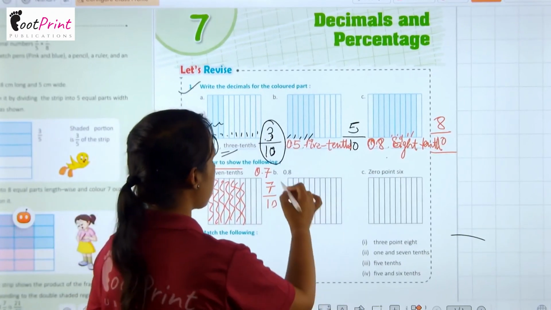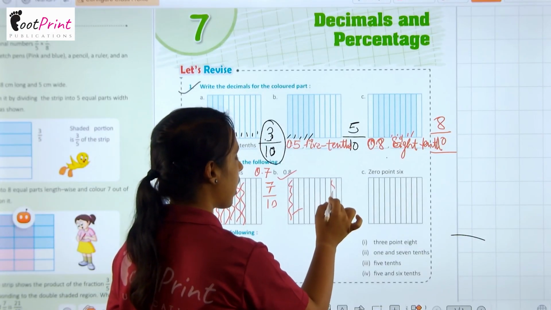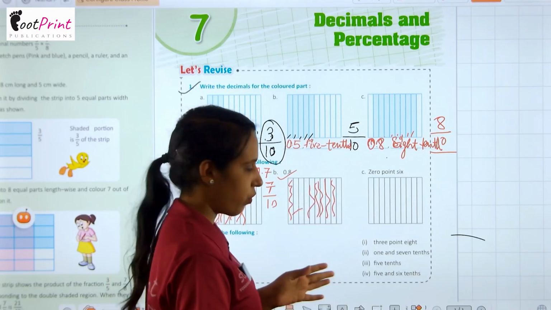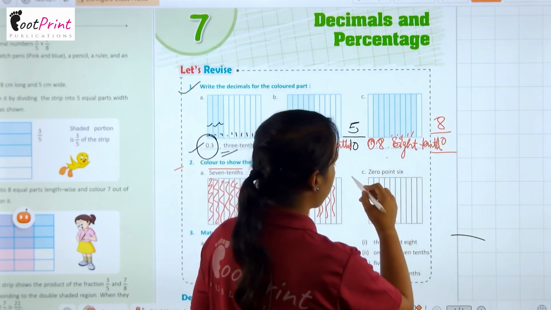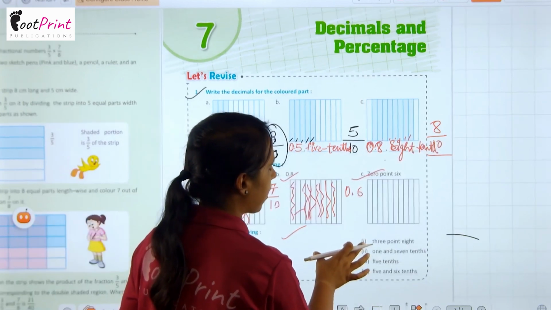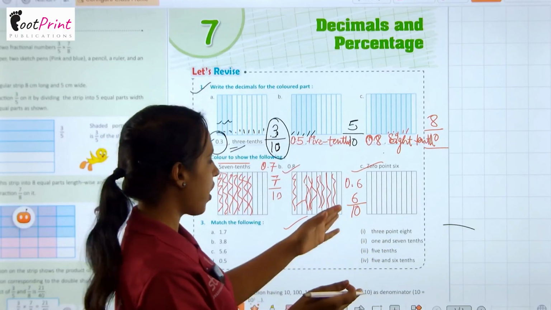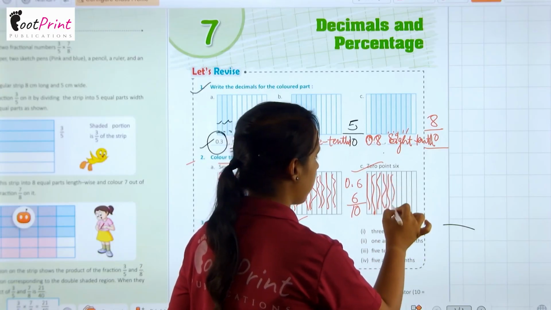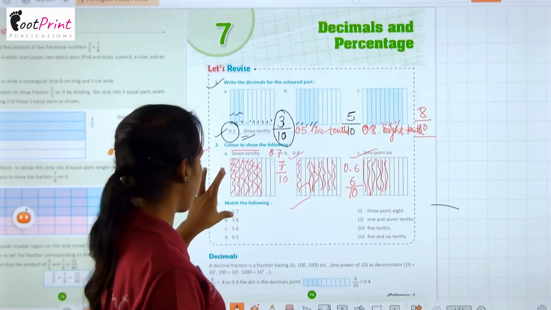Next, in this 0.8 is given. So here we know that we have to color 8 parts. You can color 8 parts of this figure. Next, 0.6 we can write like this, 6 upon 10. So here are total 10 parts and we have to color 6 parts of this figure. Just like that you can color in your book or notebook.